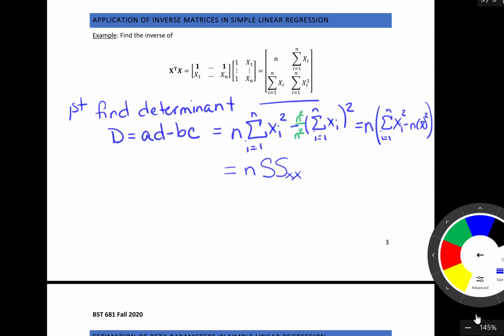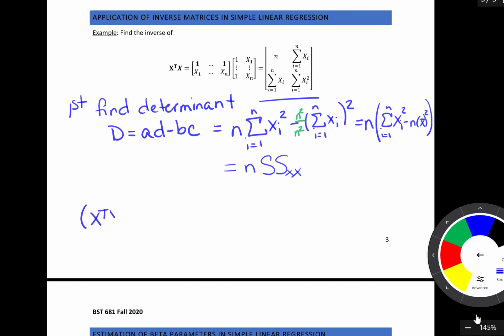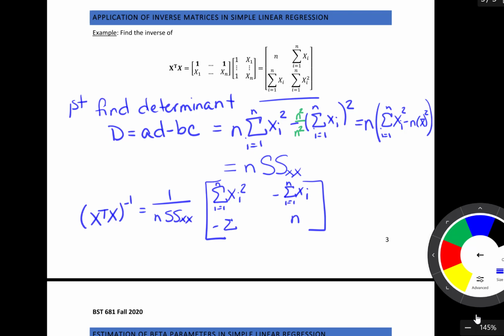So now we can find that inverse that we wanted. We have X transpose X inverse is equal to 1 over the determinant. Then, remember, we're going to flip what's on the main diagonal. So we have the sum i equals 1 to n x_i squared and n, and then the off diagonal becomes negative. Again, notice we're starting to see some of those values that we saw when we calculated our parameter estimates by hand back in week 2.